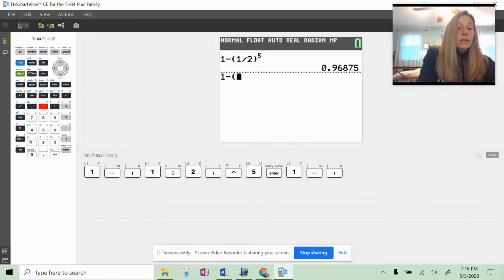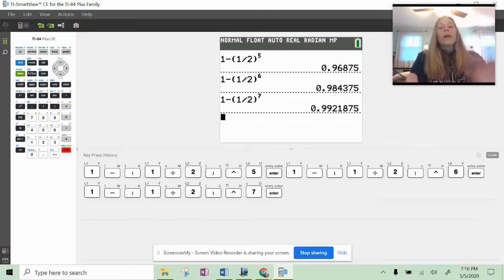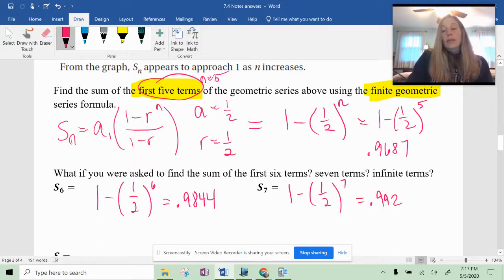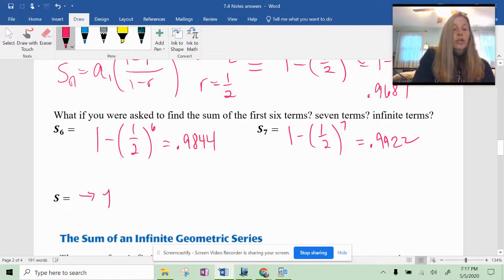1 minus 1/2 raised to 6, and then 1 minus 1/2 raised to 7. That would be 0.984375, and I'm just going to round it. So this one is 0.9844 if I round it to 4 places, and this one here is 0.9922. As you can see, the higher you go, the closer that number is going to get towards 1. So the sum, you would just say, is approaching 1.